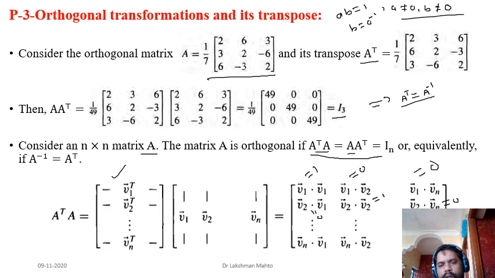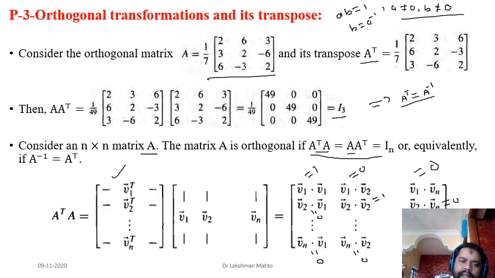And likewise in the last row, vn dot v1 would again be 0, vn dot v2 again 0, and vn dot vn would be 1. So what kind of matrix did you get? Along the diagonal the entries are 1, and the off-diagonal entries are 0. So that means it is an identity matrix. So easily you can establish that. Remember that if your matrix is orthogonal, then A transpose A is always an identity matrix.